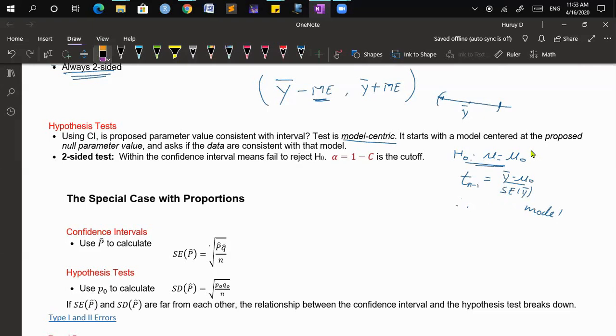So this is the assumption that we start with. Instead of starting with our sample, we start with this assumption.